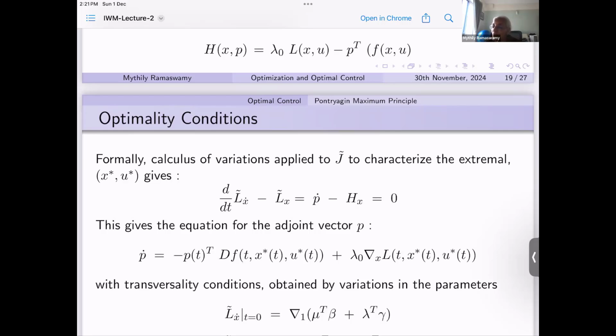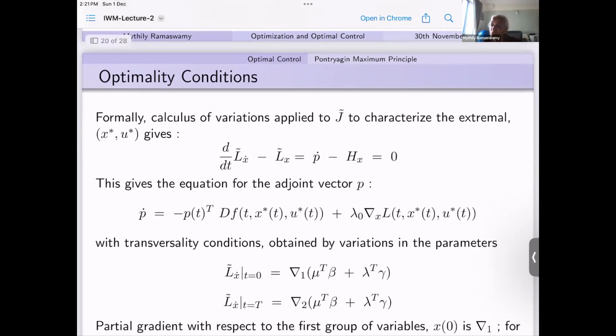So that will give me P transpose DF of X star, P equals minus P dot. I have used D and gradient, but they both are the same. They both represent the Frechet derivative or total derivative of the function involved. Again, it's a differential equation. We end up with this differential equation for P.